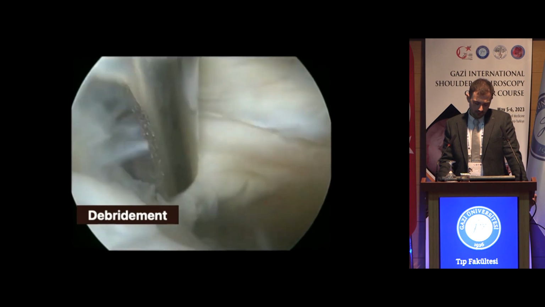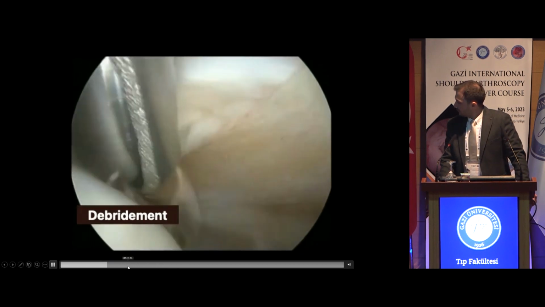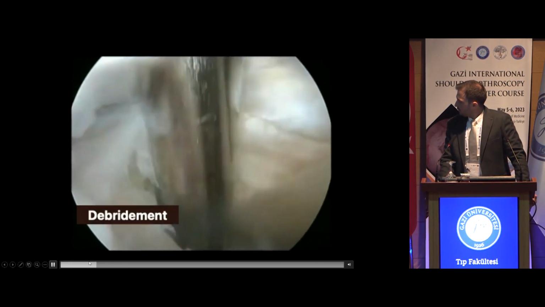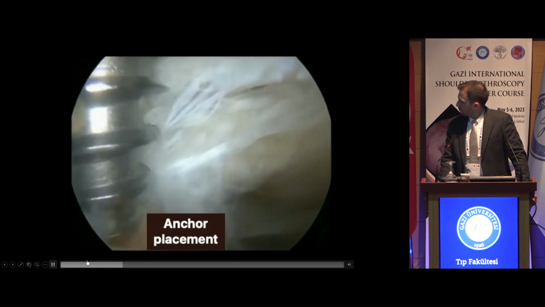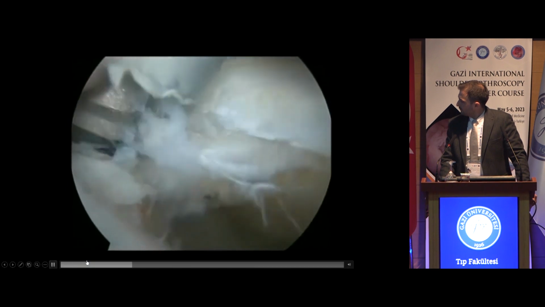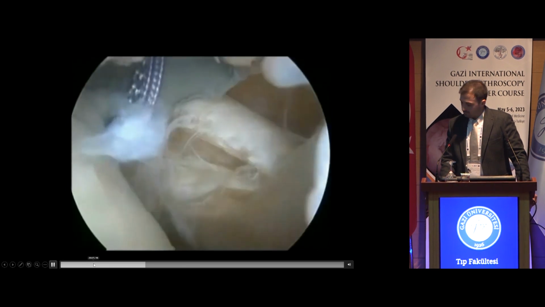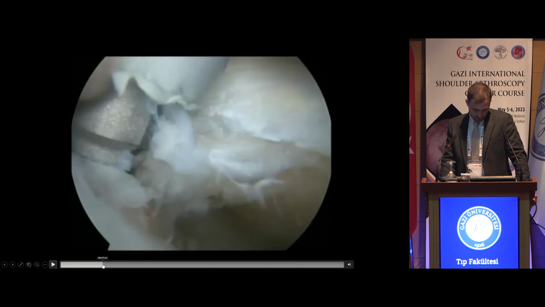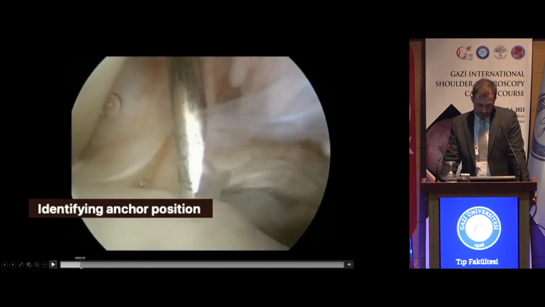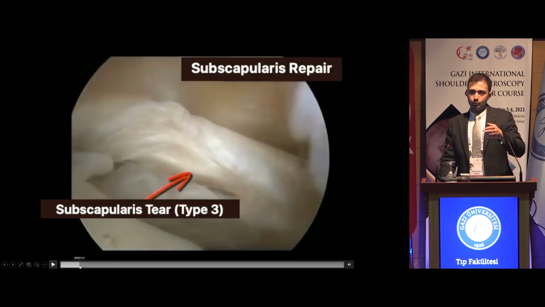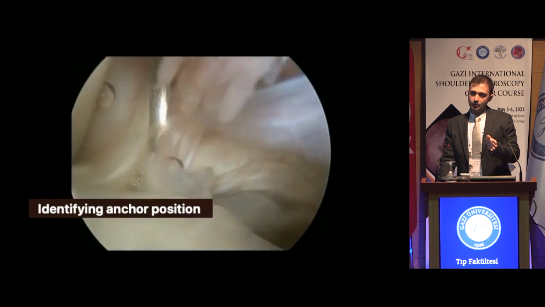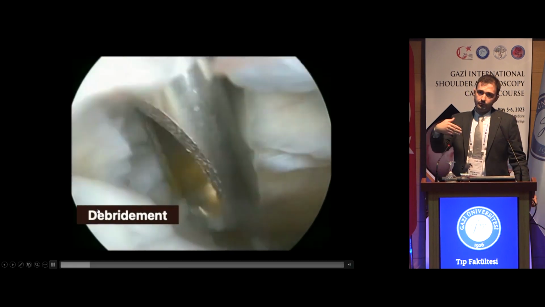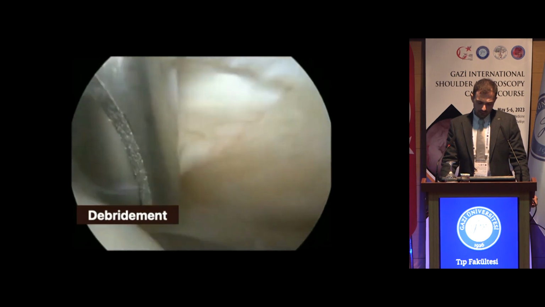First anterior anchor, we try to, this is a little fast, sorry. With a spinal needle, we determine the anterior anchor's position. Here with a spinal needle, we try to aim just anterior to the long head of the biceps, just anterior to the biceps groove, and we try to achieve a 90-degree angle with our anchor insertion.